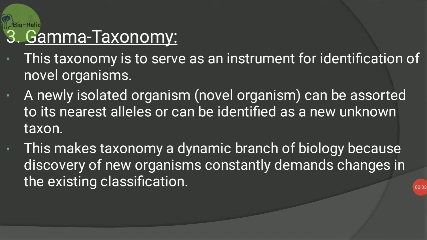And the third and last objective is the gamma taxonomy. This taxonomy is to serve as an instrument for identification of novel organisms. A newly isolated organism or a novel organism can be assorted to its nearest allies or can be identified as a new unknown taxon. This makes taxonomy a dynamic branch of biology because diversity of new organisms consistently demands changes in the existing classification. Clear?